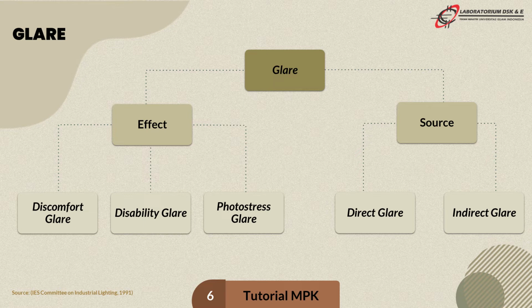First is discomfort glare, which causes subjective feelings of disturbance, usually eye strain. Then disability glare, which causes a decrease in vision ability. And the last is photostress glare, which causes a delay in restoration of the visual system.